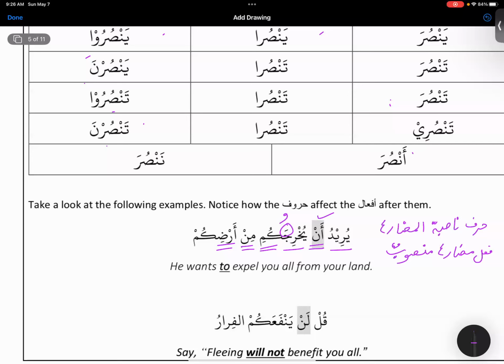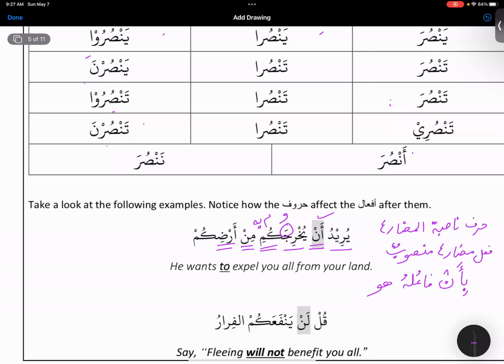Why is it mansub? Now you need to give a reason. Because of an. So this is how you're going to say: fi'lun mudari'un mansubun bi an, because of this an. And then fa'iluhu. Don't forget to say what the fa'il is here. What is the fa'il? Fa'iluhu huwa. And then what is this kum?